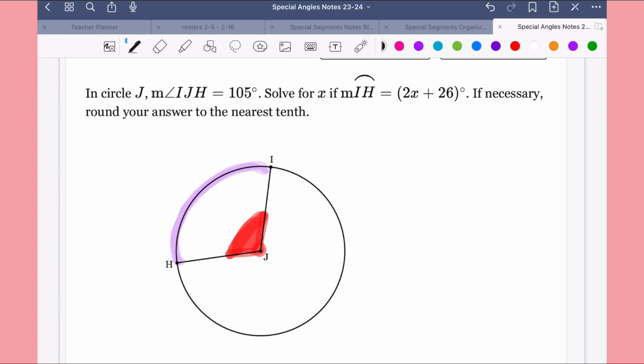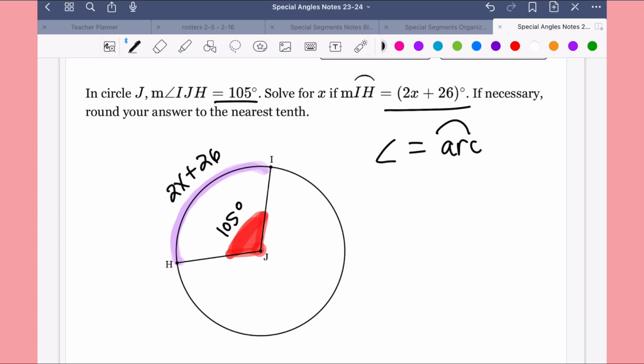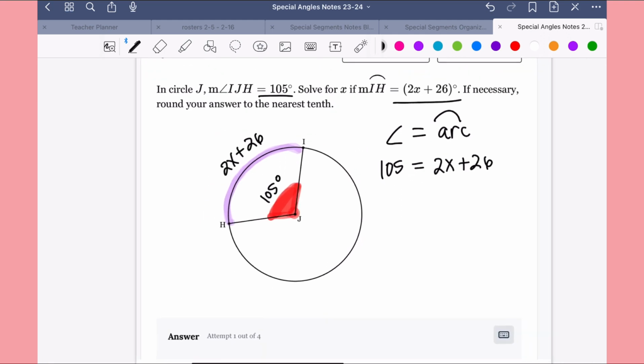All right, so the information they gave me was that the angle is 105, so this is 105. And the arc is 2x plus 26. And I know they're equal, so my angle equals my arc. And this allows me to formulate an equation because they didn't give me one. So remember, when they don't give you an equation, you got to create one yourself, okay? So there's the equation. Remember, equation means you need an equal sign. You have a left and a right side. And my goal is to do what? What's my goal? My goal is to solve for x, okay?